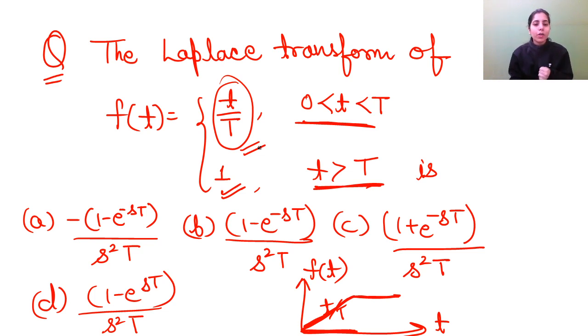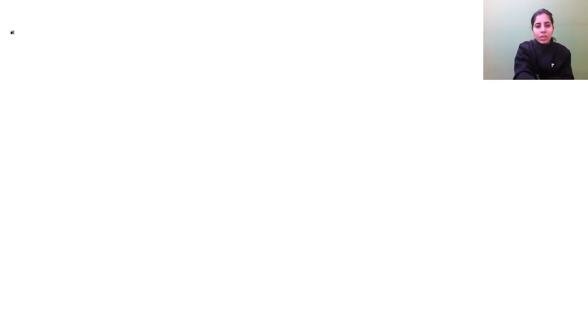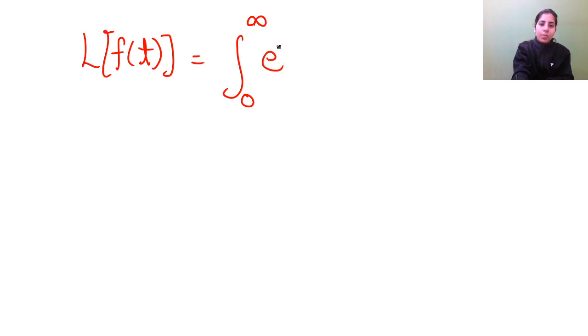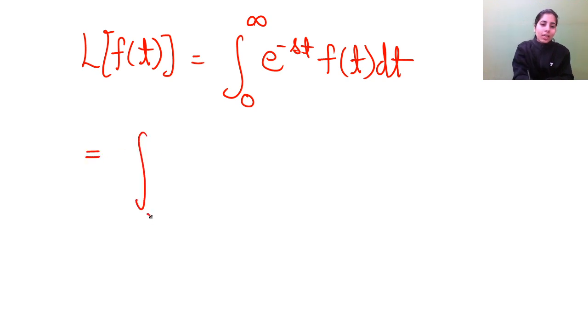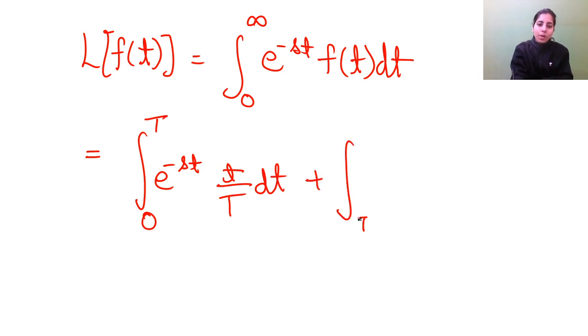Now when it is a normal function, how can we find its Laplace transform? So guys, we know the basic formula to find the Laplace transform of any function f(t), which is the integration from 0 to infinity of e to the power minus st f(t) dt. Clear? This is the basic formula. As per our question, when small t is lying between 0 and capital T, the value of the function is small t upon capital T, plus the integration from T to infinity, where the value of the function in this range is 1.